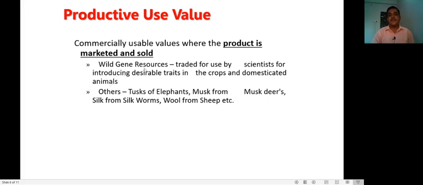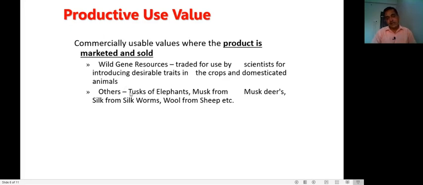Here, wild gene resources are traded and used scientifically for introducing desirable traits in crops and domesticated animals. It means there are some hybrid species of plants and animals prepared from wild gene resources or wild species of plants and animals, and these hybrid varieties are sold in the market, and the money is earned by that particular company as revenue from that product. Bt cotton is a good example of this type of productive use.